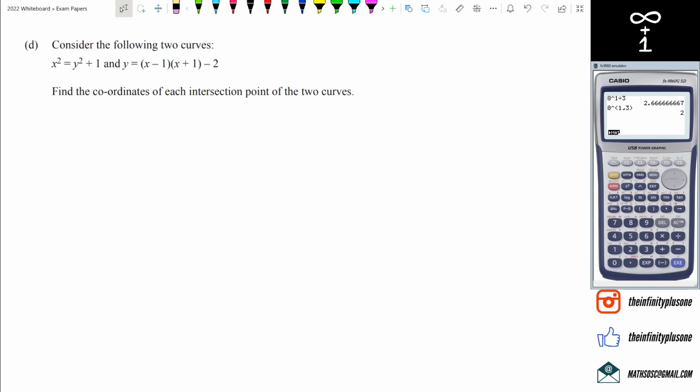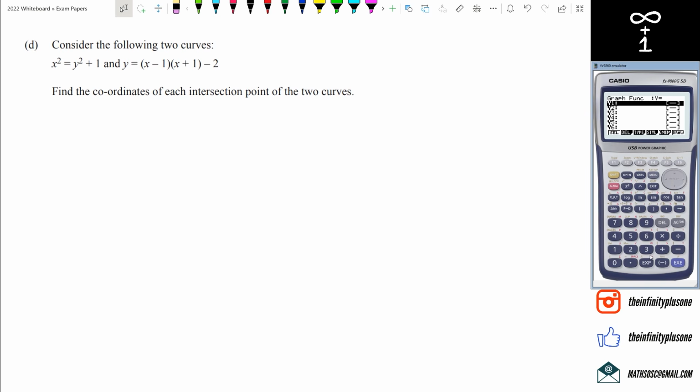All right, guys, so with the next question, what we've got here is there's two curves, and we're trying to find out the coordinates of each intersection point of these two curves. So what I'm going to do is put this in the graphics calculator just to get a gauge of where these equations are. So we've got y squared plus, that's a bit annoying to do. I see. So how would I do this?